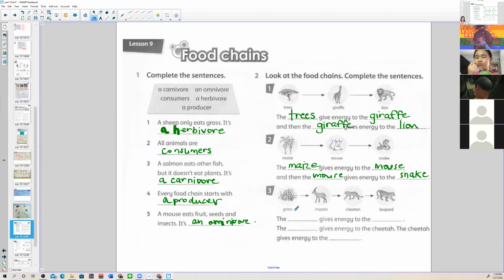Last one. The grass gives energy to the impala. The impala gives energy to the cheetah. The cheetah gives energy to the leopard. Right, the impala gives energy to the cheetah, and the cheetah gives energy to the leopard.